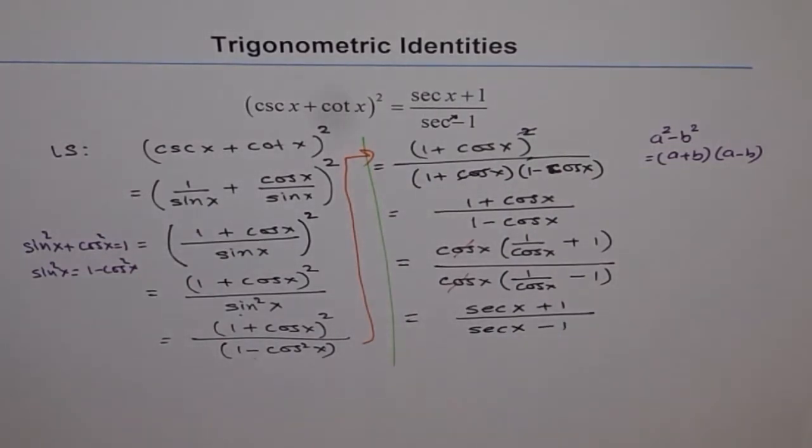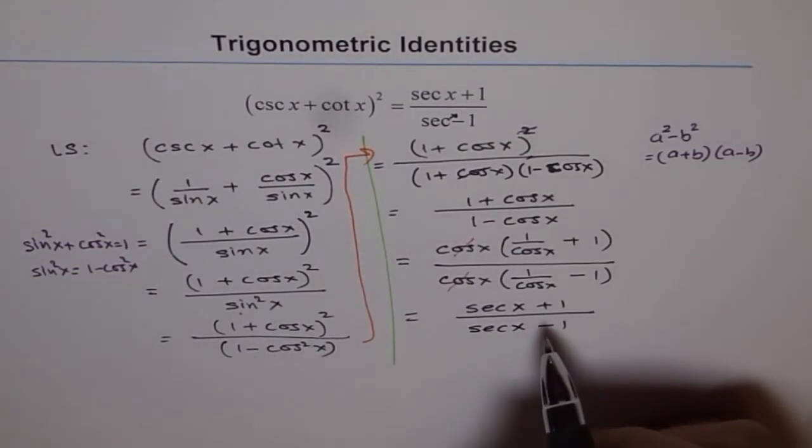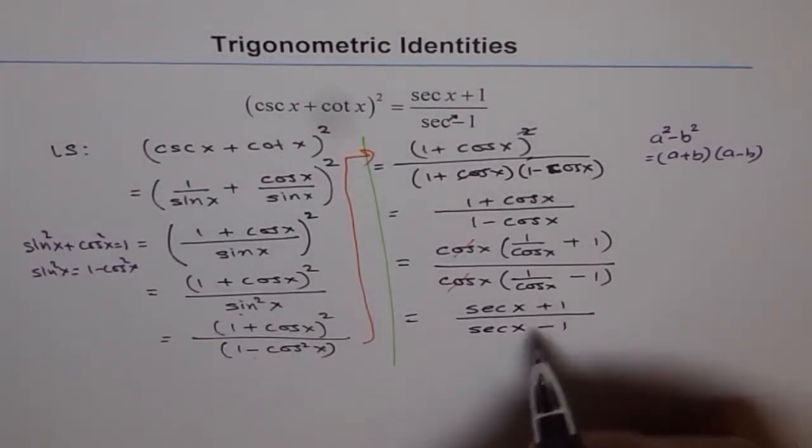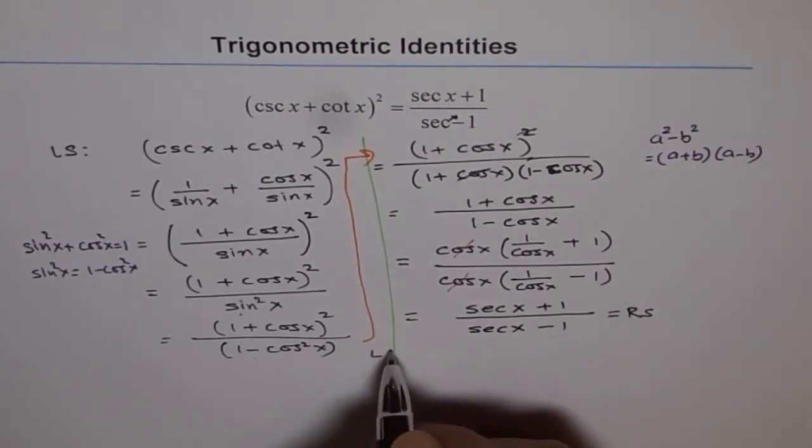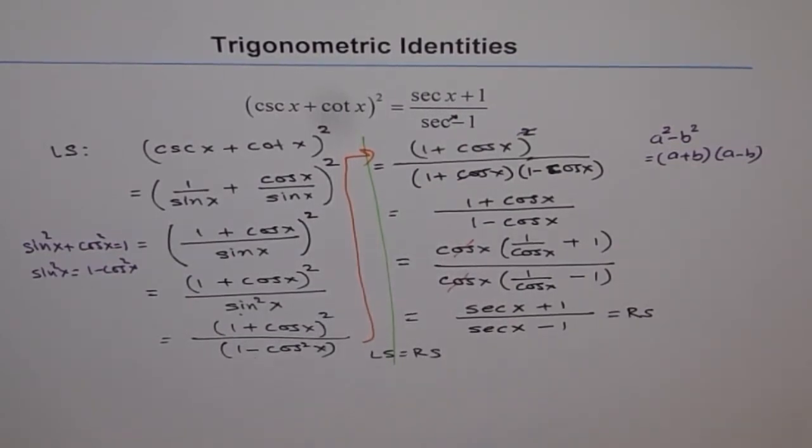So that is how my identity has been proven. I started with the left side, and that is my right side, right? Now since the left side is equal to the right side, I see that the trigonometric identity is proven.